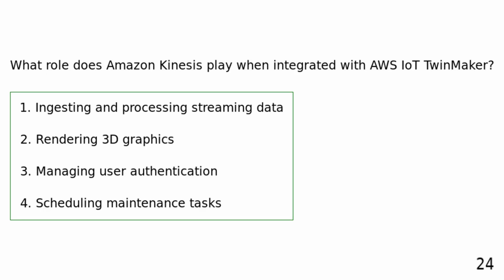What role does Amazon Kinesis play when integrated with AWS IoT TwinMaker? Ingesting and processing streaming data. Rendering 3D graphics. Managing user authentication. Scheduling maintenance tasks.